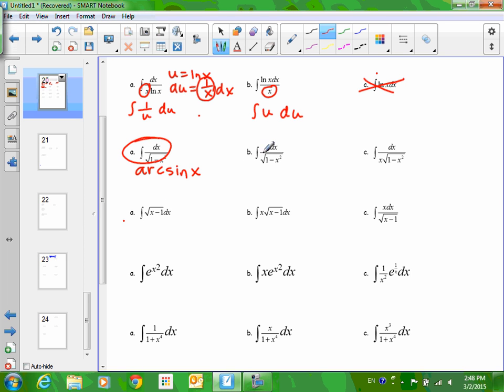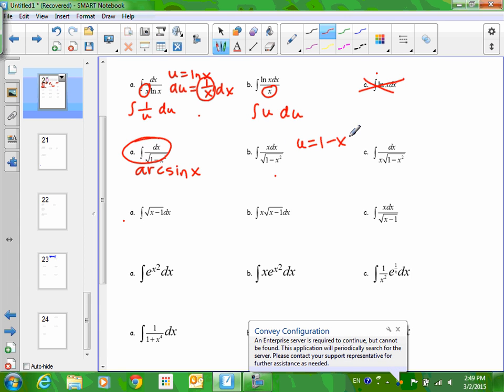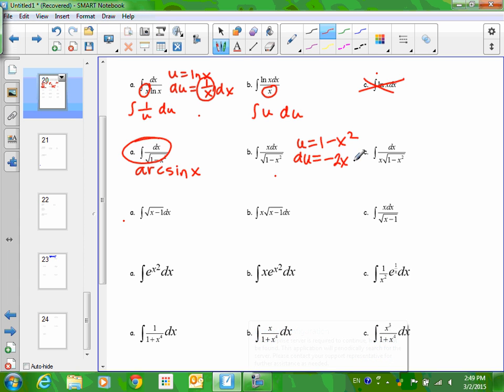Not a problem, but B and C are different because they have an x somewhere else. So B and C are not inverse trig. B and C are just normal u substitution. So try inverse trig if you think that works, but it doesn't work on every problem. So what should we let u equal to see if these problems work out? 1 minus x squared. Yeah, 1 minus x squared. And then we got to continue on to know for sure if they're good problems or bad problems.